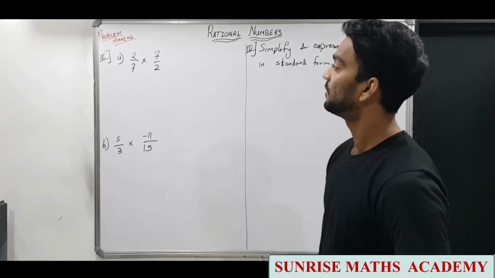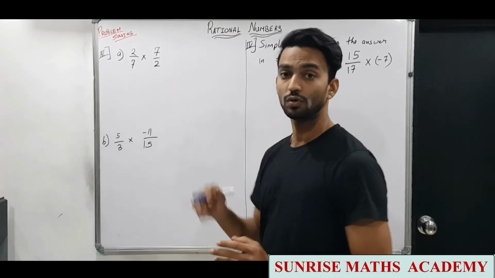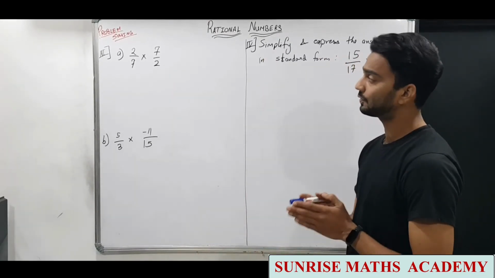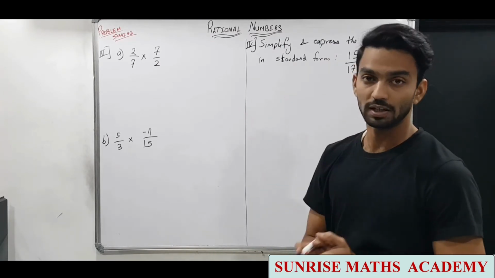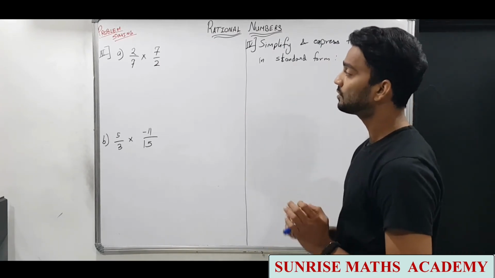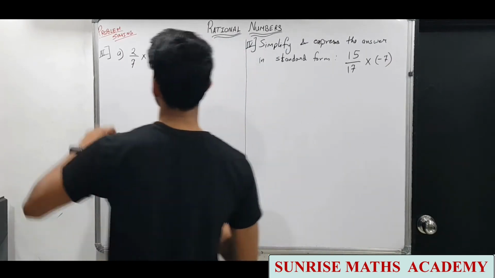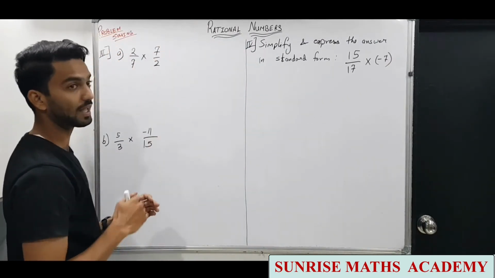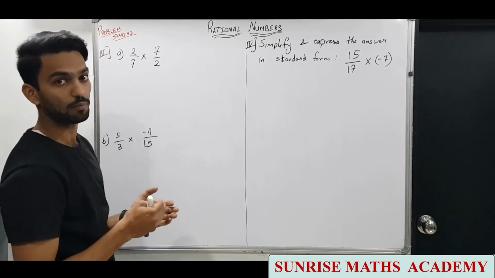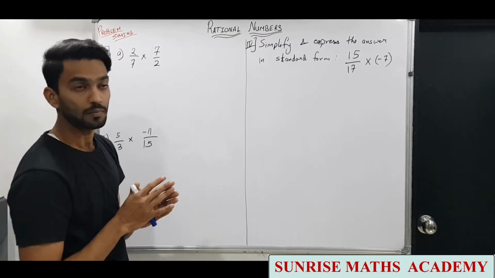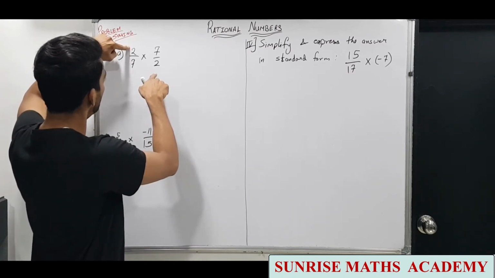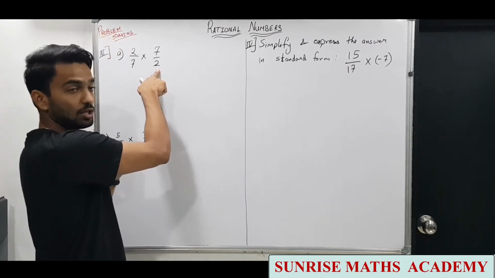Next question, we have to simplify. We can see we have to multiply the rational numbers here. Now, when we have the multiplication of rational numbers, we have to first see if there is any number in the numerator and denominator that can be cancelled or that are having any common factor other than 1. So like here, 2 is in this numerator here and here the 2 is in the denominator.